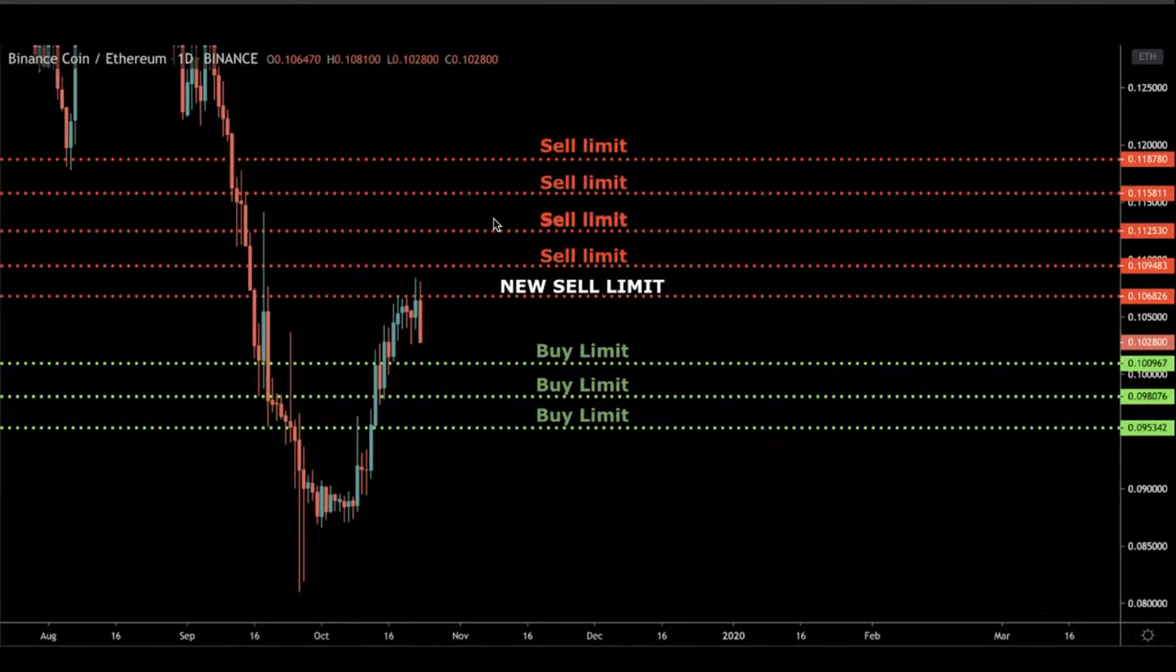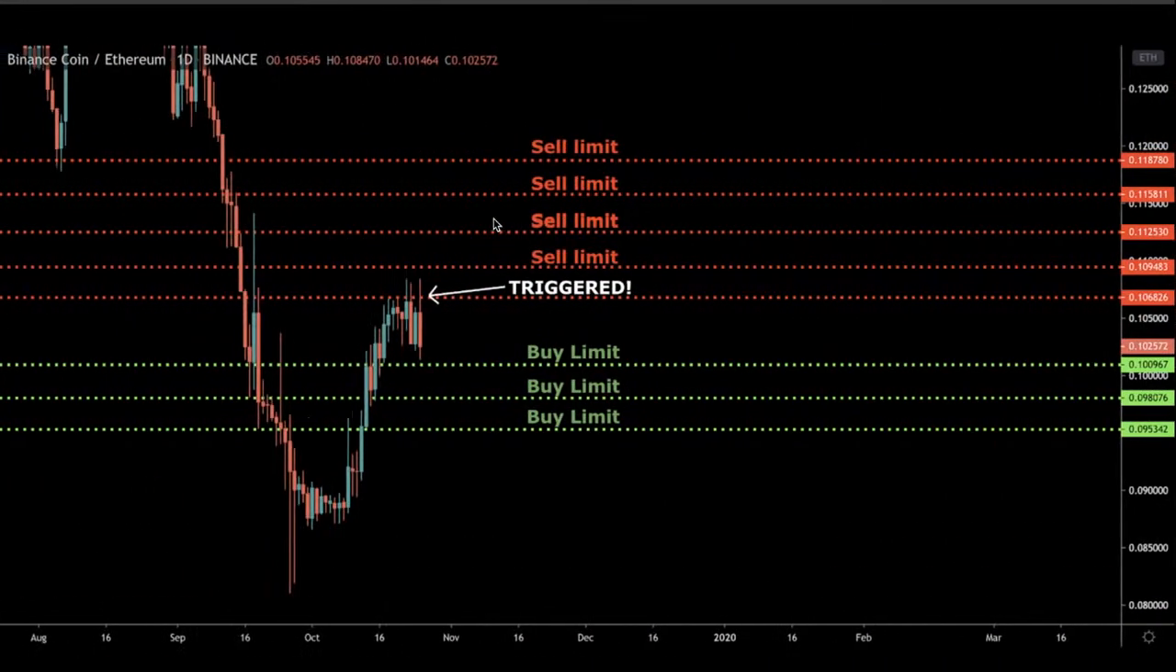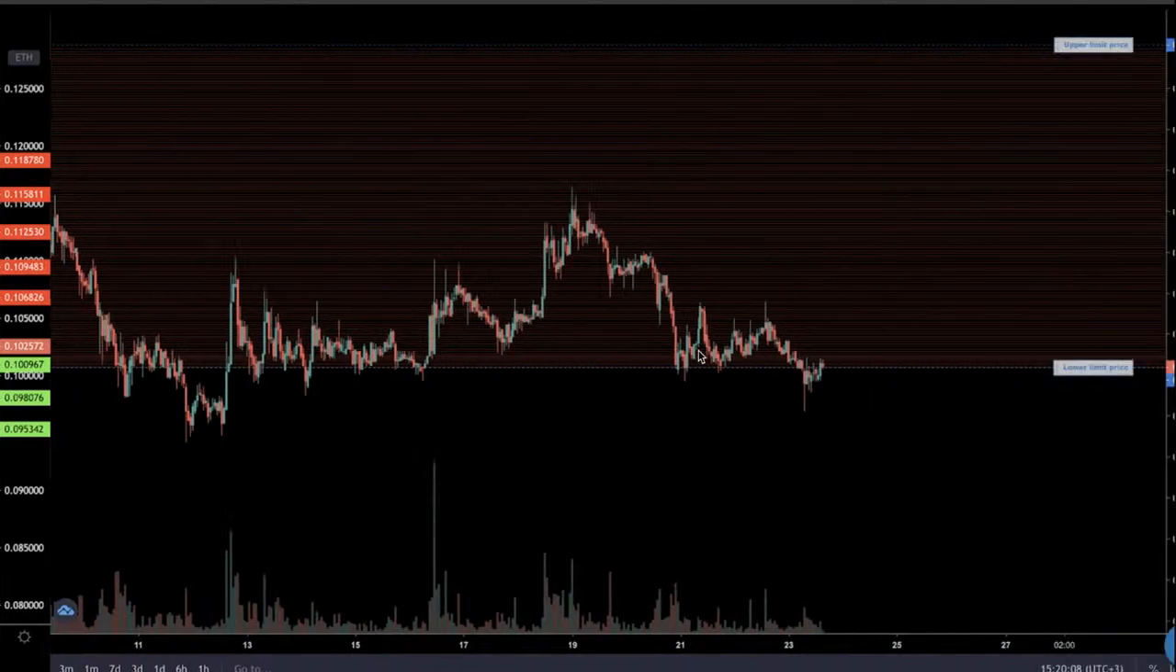So here you can see that each time it triggers a level, it will place a new one. So it is constantly using your capital allocated to this investment scheme, and it's going to use Ethereum to buy low, and it's going to use Binance coin to sell high, and then a portion of the profit that you've generated will be used to place new buy limit orders. So that's the idea of an everlasting mechanism.